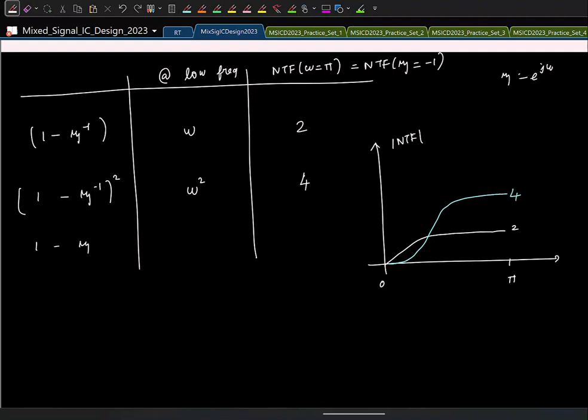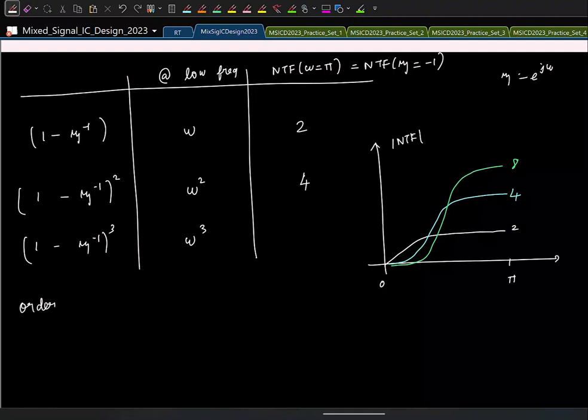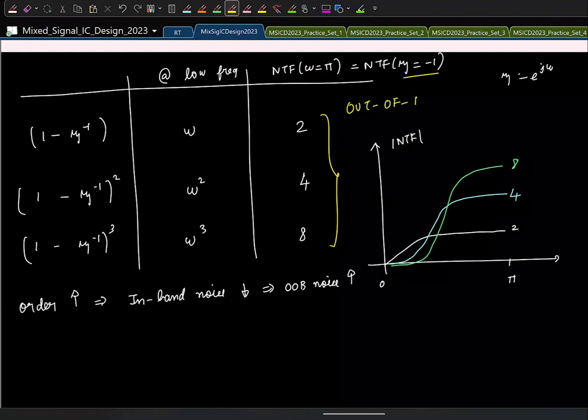Now if I go for third order, what happens? 8, right? So this basically might do something like this. Just draw it clearly. Okay. So now if you see, if I increase my order, what happens to my in-band noise? That reduces, but what happens to the noise outside my bandwidth? So I'll just say out of band noise. And in fact, this guy, I remember this is 8, right? Yeah. So in fact, this guy, which is the NTF evaluated at z equal to minus 1, has some particular name. It's called out of band gain, abbreviated as OBG.